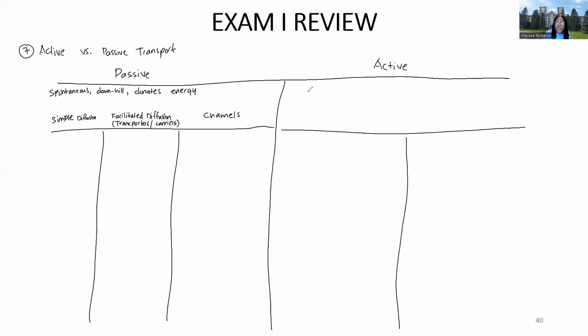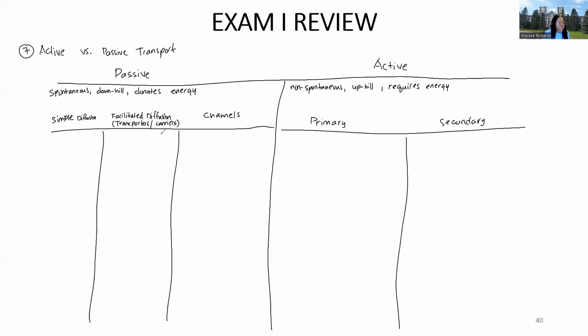Over in active transport, we said that this was quite the opposite. This is non-spontaneous. Another way to say that is uphill, and it requires energy. Here we basically had 2 types, primary and secondary active transport. Primary and secondary. So let's fill in some of the details of each of these.